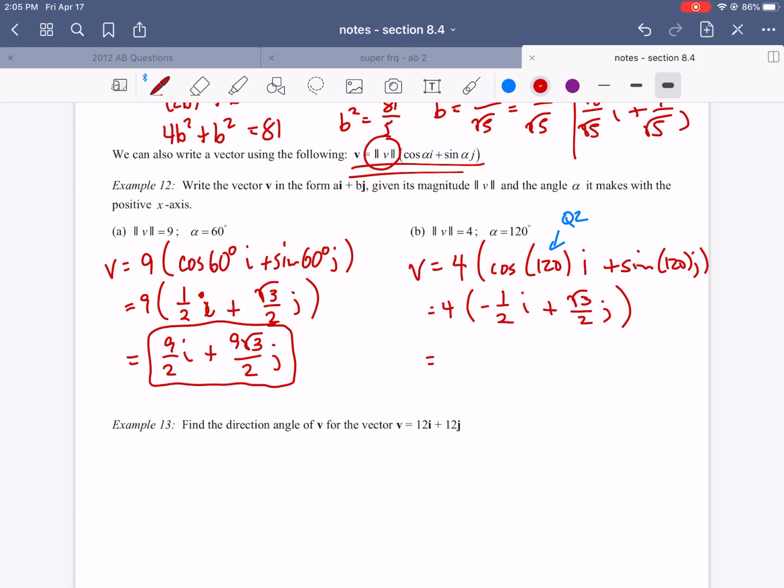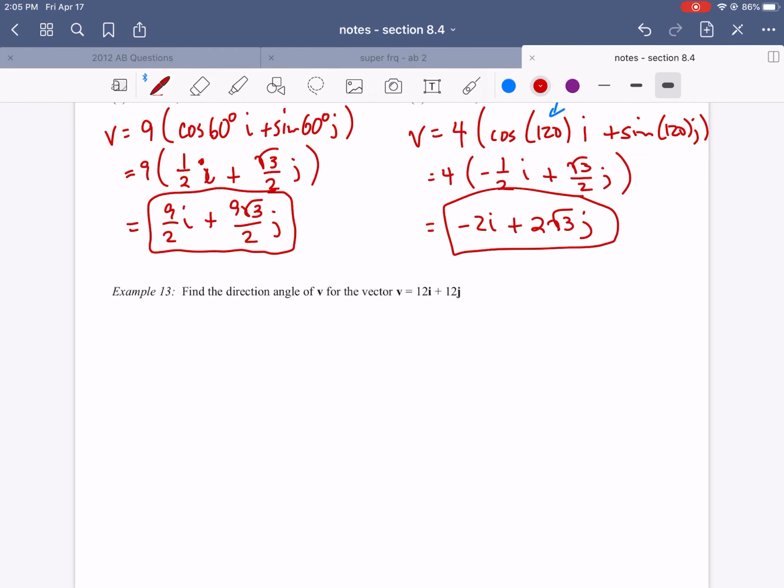Now, when I distribute my 4 this time, it's going to cancel with the 1/2. So this is going to be 4 times negative a half, which will be negative 2 times i, plus 4 over 2 reduces to 2 square root of 3 multiplied by j. Okay, example 13, our final problem for this section. Find the direction angle of v for the vector 12i plus 12j.